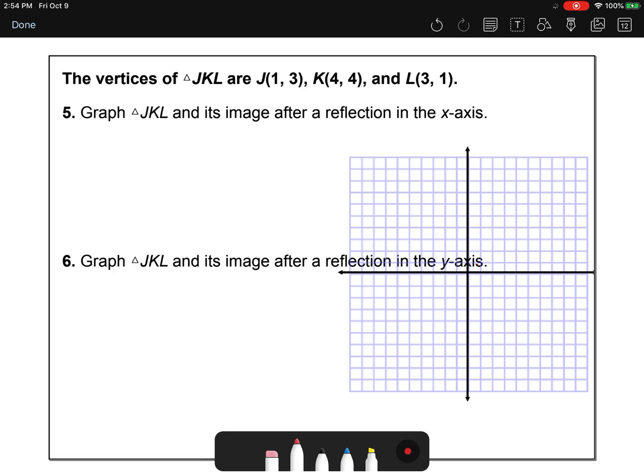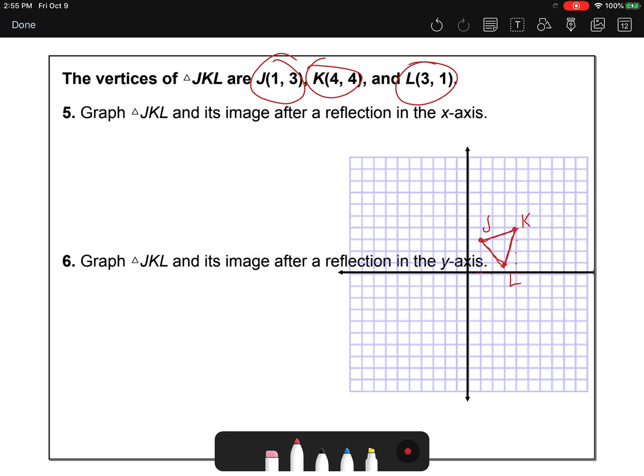So, I didn't get that in a good place, did I? Okay, well, that doesn't work very well. We'll see if we can make this work. J is 1, 3, hope we can see this. K is 4, 4, 1, 2, 3, 4, 1, 2, 3, 4, there's K. And L is 3, 1, so there's our triangle. Okay, so now it says, graph it and its image after reflection in the x-axis.